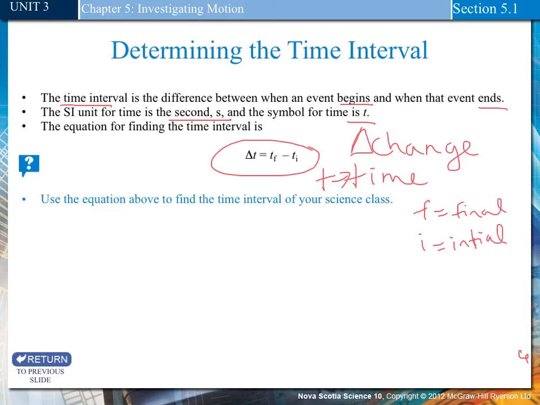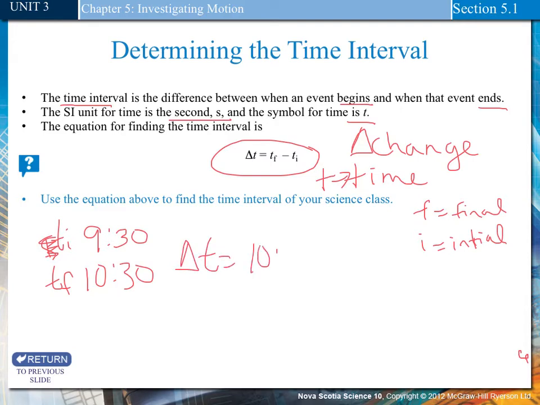Use the equation above to find the time interval for your science class. So say our science class begins at 9:30, and that's our initial time, and our final time is 10:30. So if we take the change in time to be 10:30 subtract 9:30, equals 1 hour.